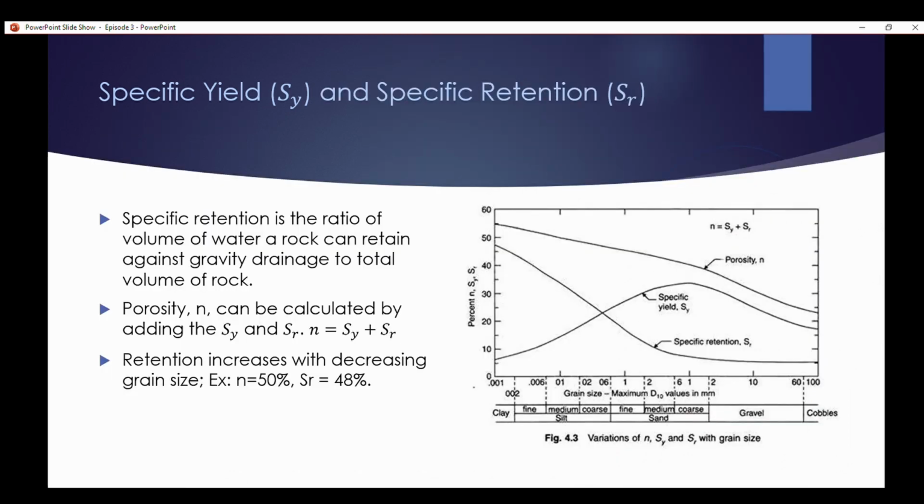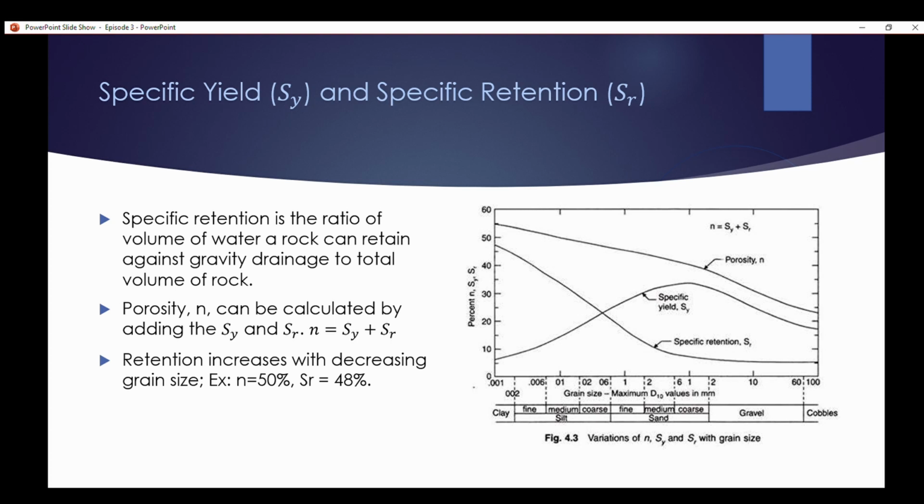So specific retention is the opposite of yield. It's the ratio of the volume of water a rock can retain against gravity drainage to the total volume of the rock. And then porosity can be calculated by adding both retention and yield. And then retention increases with the decreasing grain size. So if porosity is equal to 50%, the retention will be 48%.